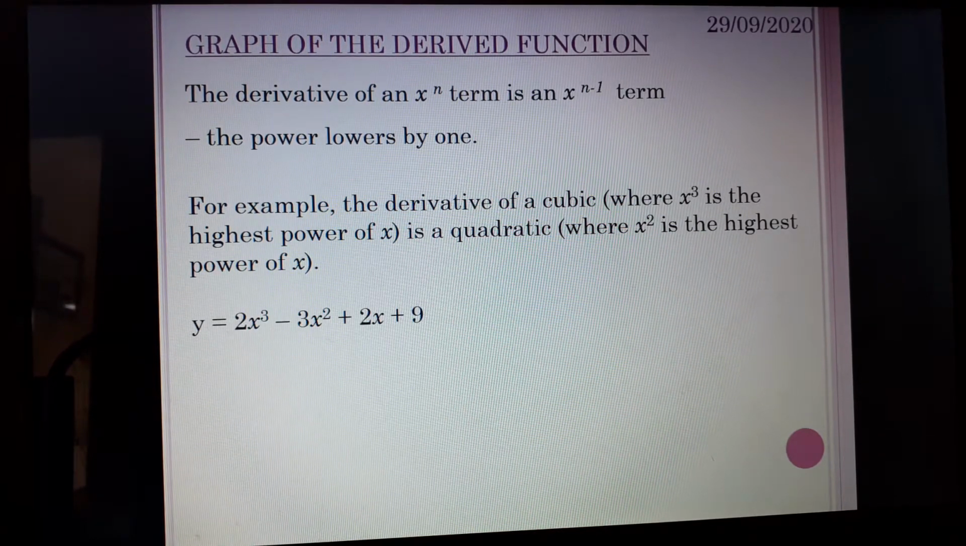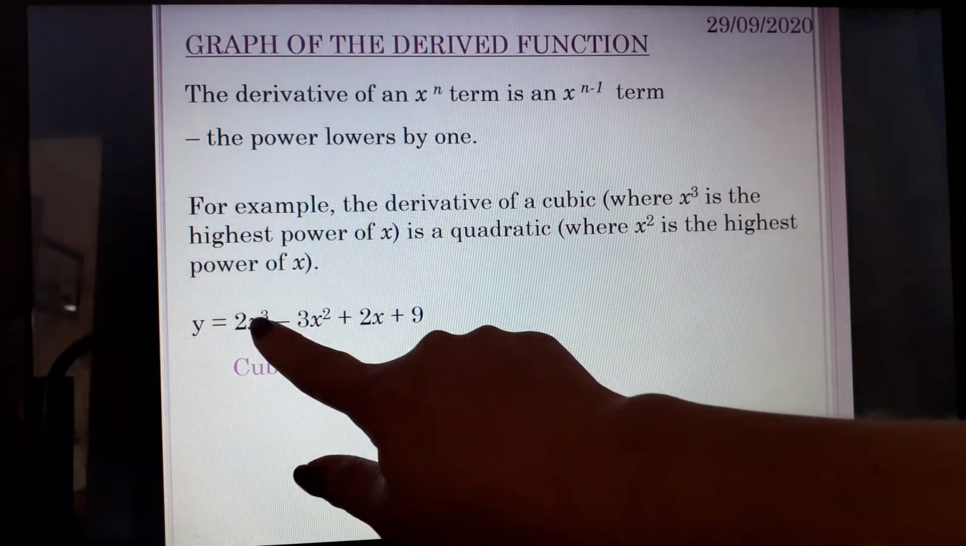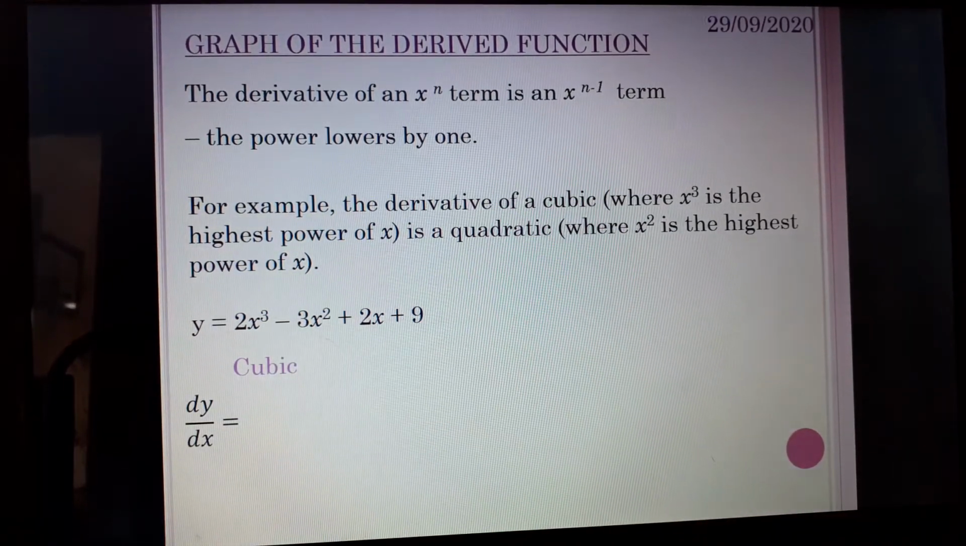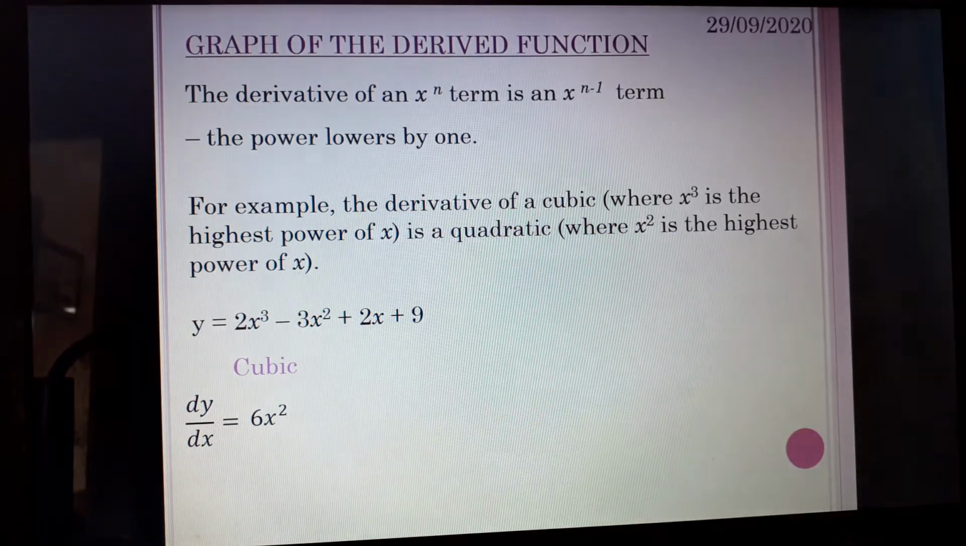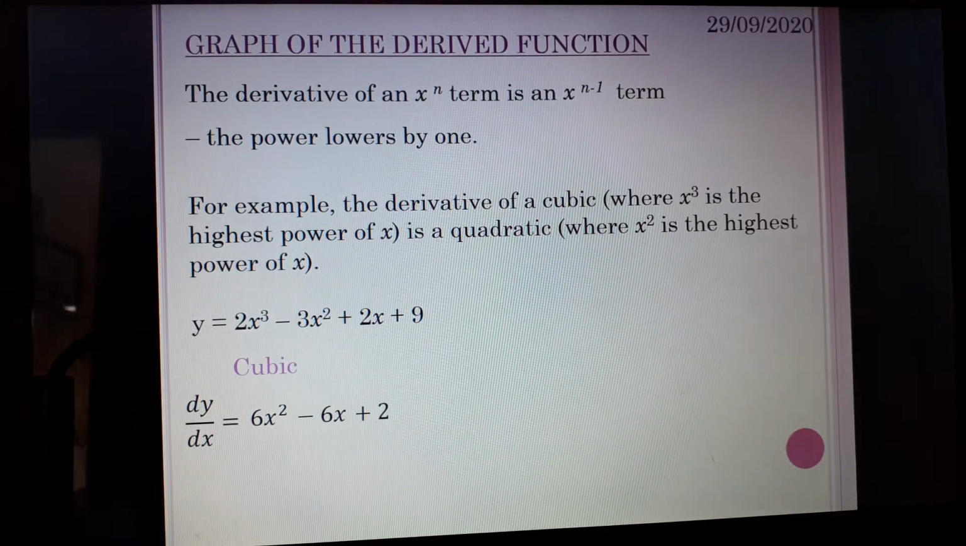Okay, so the name of a function or an equation is taken from the highest power. So this would be a cubic function, wouldn't it? Because it's an x cubed, it's the highest power. But when we differentiate that, then the cube is going to become an x squared. The 6x squared is going to become an x. That's just going to become a constant and the number 9 disappears.